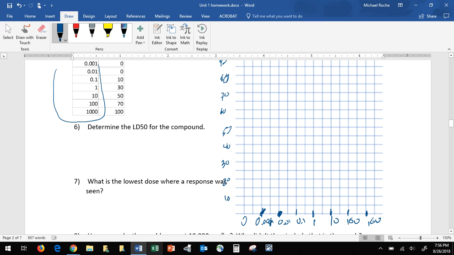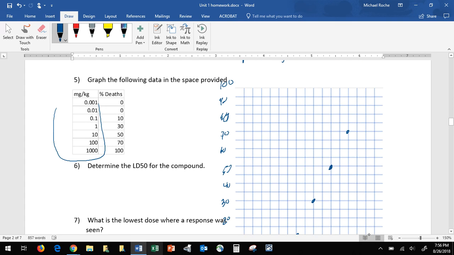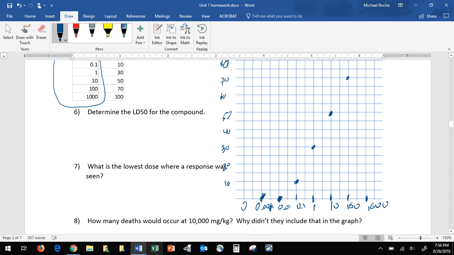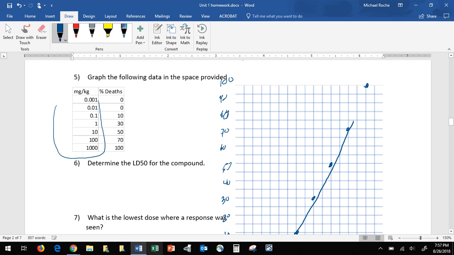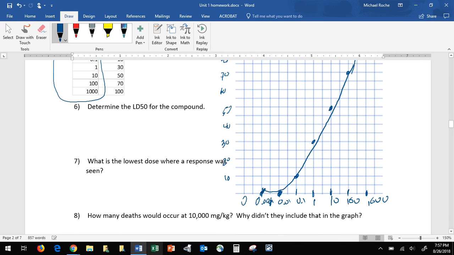So 0.1 would be 10, 1 is 30, and then 10 is 50. And then 100 is 70. Then 1,000 is what that is, and that would be up here. So you do this, and you get this sort of S shape like we were talking about. And then the rest would go like that as well.